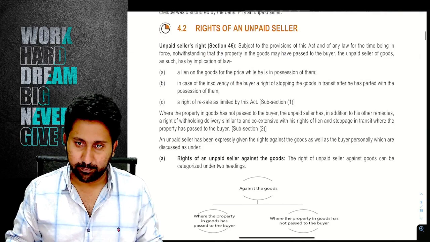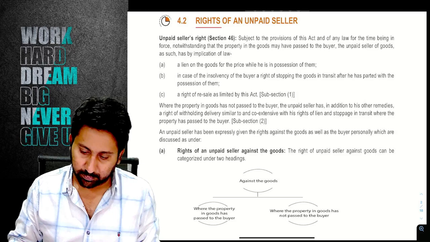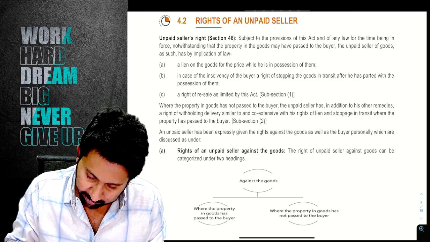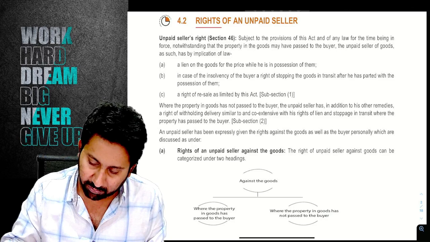Rights of unpaid seller. What are the rights of an unpaid seller? We are going to understand the rights available to him. Three types of rights were given. Subject to the provisions of this Act and any other law for the time being in force, notwithstanding that the property and the goods have been passed to the buyer.